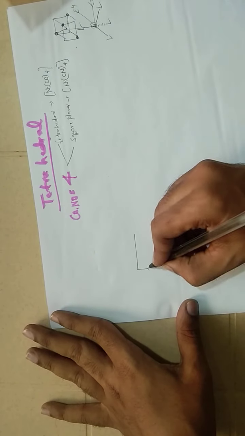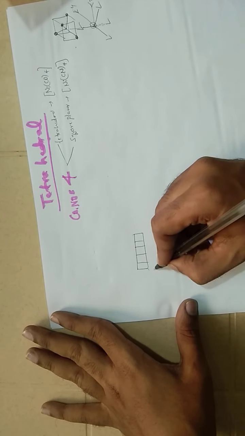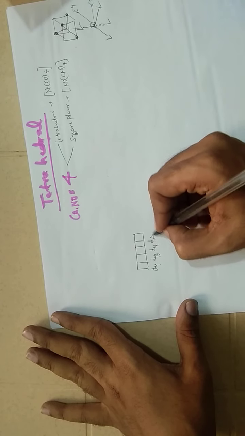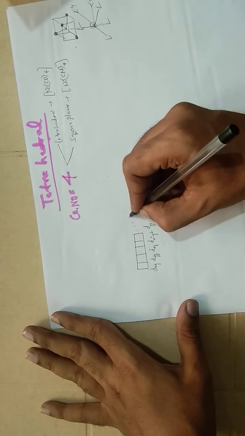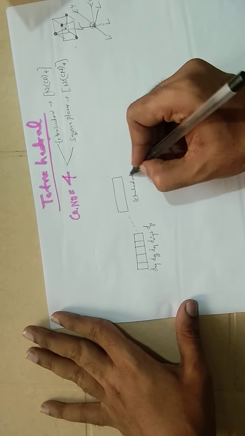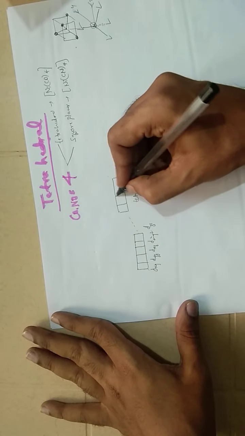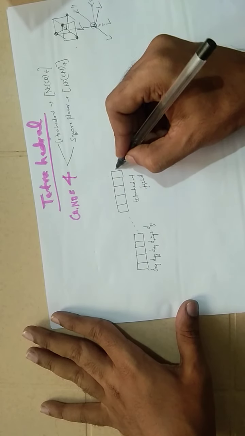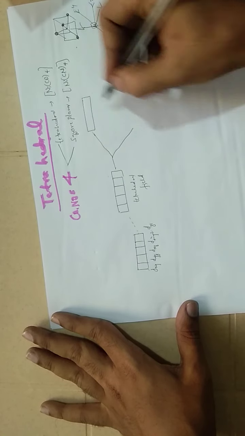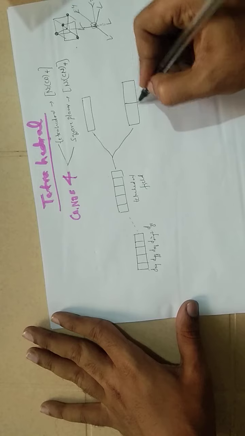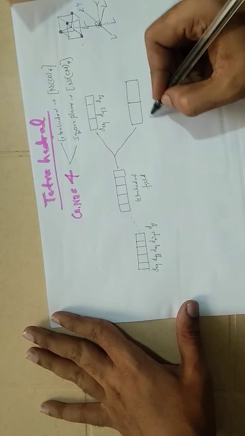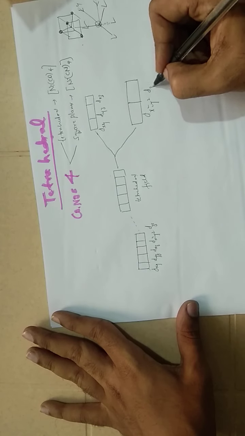So I will show you here. This is your d orbital free atom: dxy, dyz, dxz, dx square minus y square, dz square. It is raised in energy in a hypothetical field, which field? Tetrahedral field. How many ligands? 4 ligands. Similarly they will be raised in energy and splitting takes place. It is split into T2g and Eg.